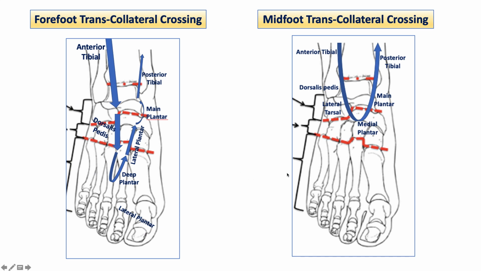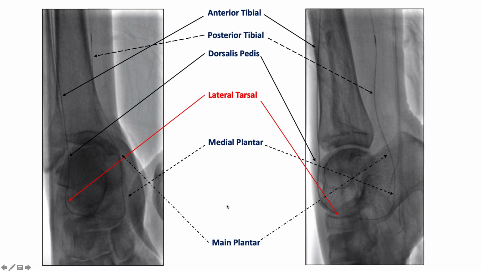This is a slide showing side-by-side diagrams of the forefoot transcollateral crossing versus midfoot transcollateral crossing. Notice the course that goes usually a little bit deeper into the foot rather than a little bit shallower on the AP projection. This is through the midfoot. This is through the forefoot. Again, through the deep plantar, lateral plantar for the forefoot, and through the lateral tarsal through medial plantar in the midfoot. In real life, this is a case we've done recently, so let's identify these structures.